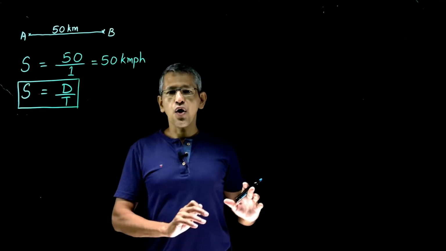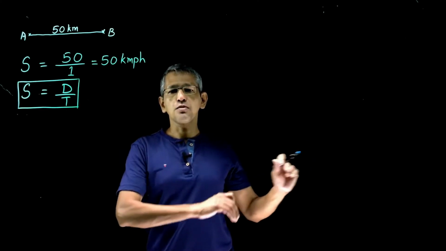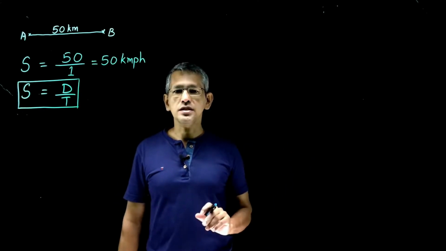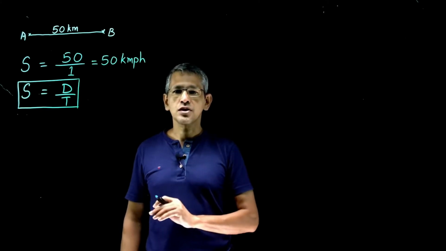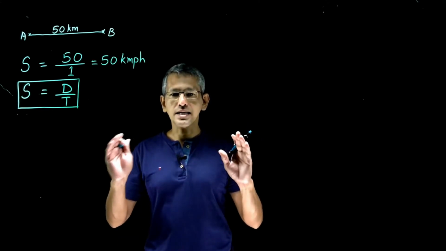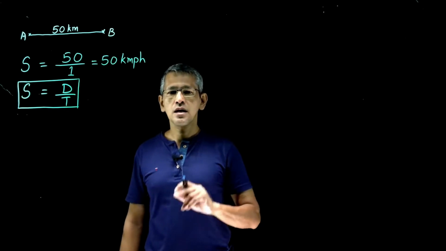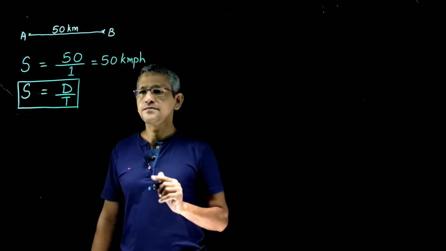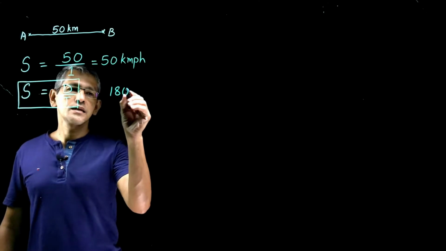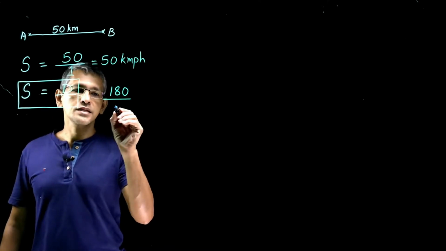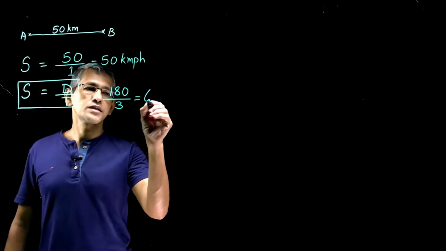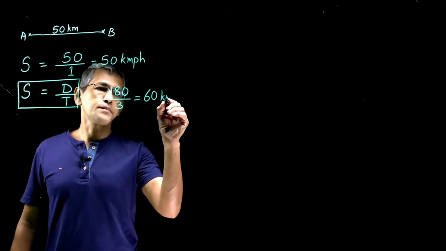Somebody drove a distance of 180 kilometers in 3 hours. So distance is 180, time is 3 hours. So what is the speed? 180 is the distance and time is 3. So speed would be 60 kmph.